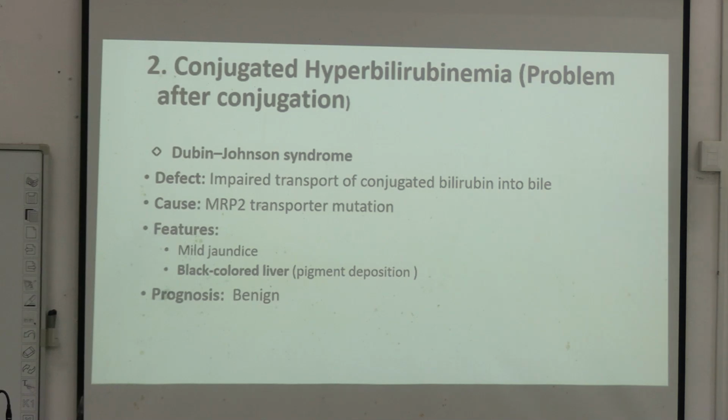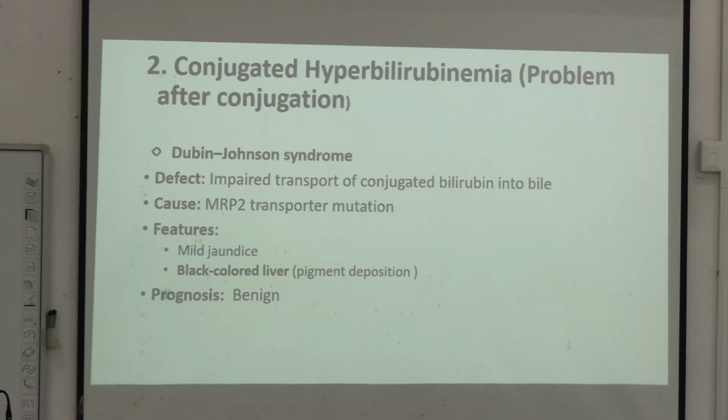Then, conjugated hyperbilirubinemia, a problem after conjugation, that is Dubin-Johnson syndrome. Defect: impaired transport of conjugated bilirubin into bile. Cause: MRP2 transporter mutation. Features: mild jaundice, black liver, pigment deposition, prognosis benign. So in Dubin-Johnson, the color of the liver is black.